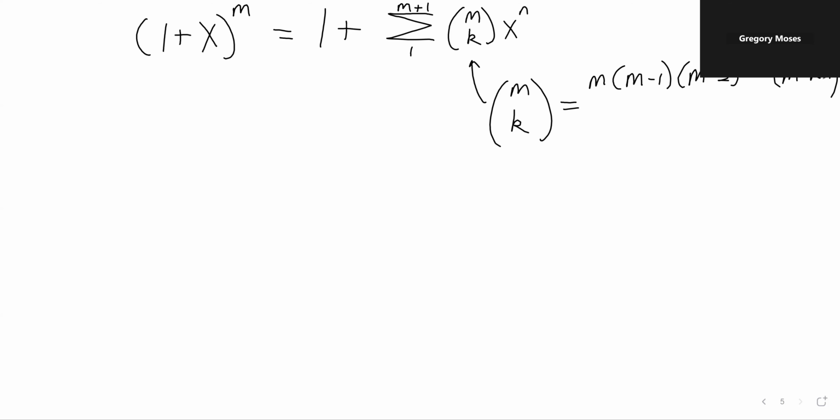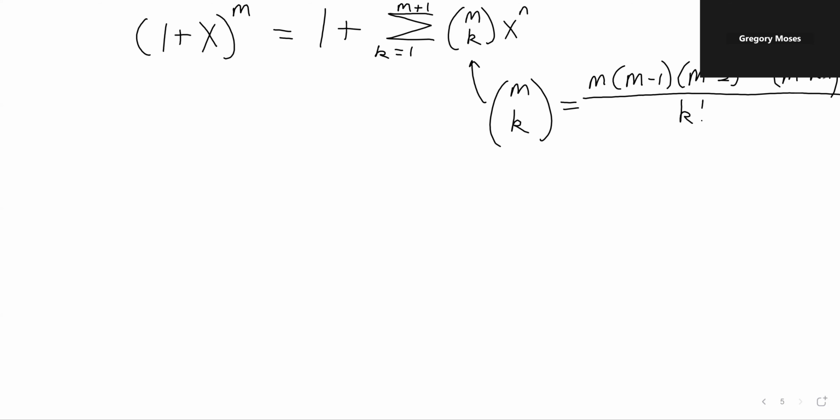Down to m minus k plus 1. In the bottom, we have a k factorial. In case you were wondering, that's never going to be an issue because k is our index. We start at 1 and then count up 2, 3, 4, 5, 6 until we reach m plus 1. So the k factorial is not causing us trouble. There's no chance of k being a fraction or negative or anything like that.